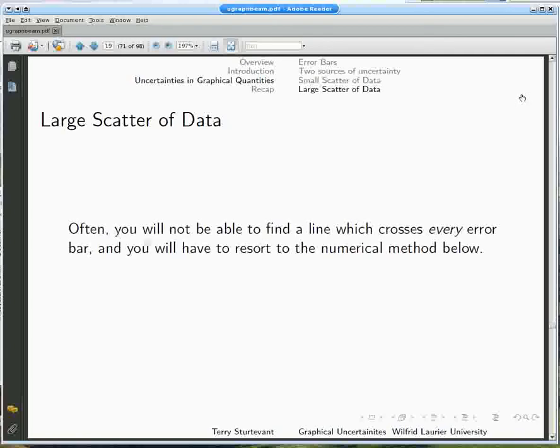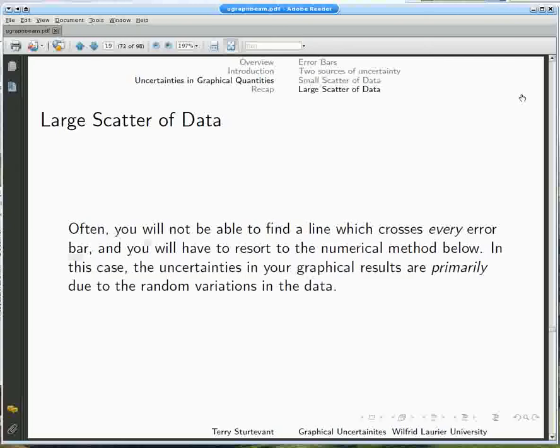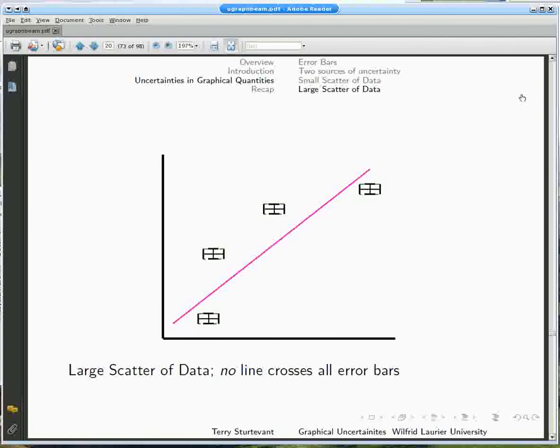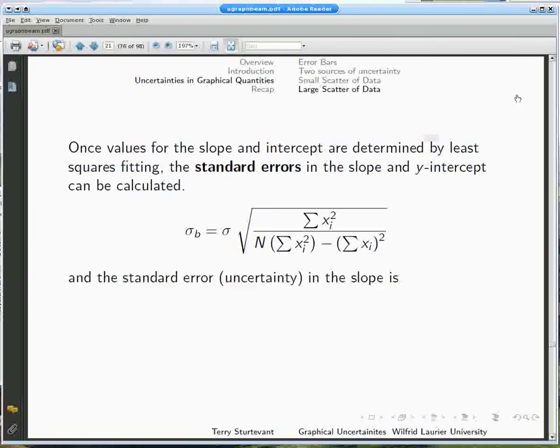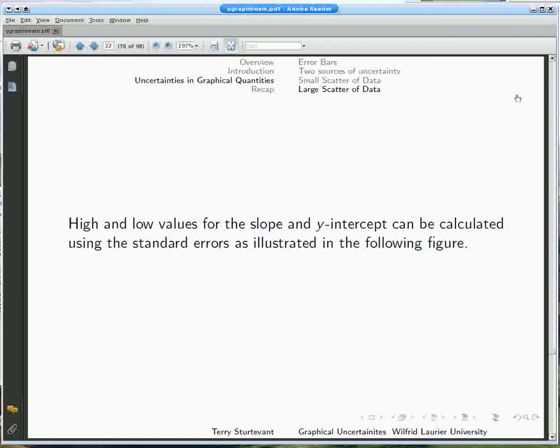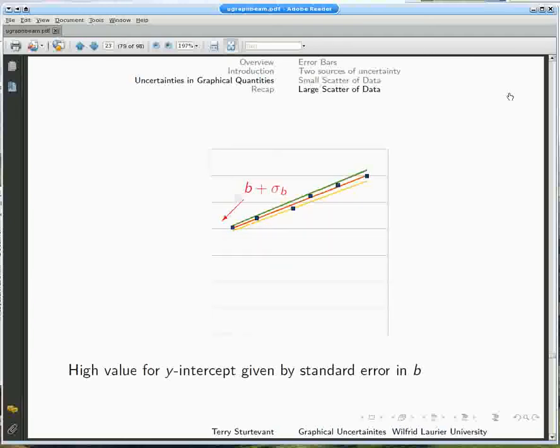When no line crosses all of the error bars, you have a different situation. The scatter of the points suggests ranges for the slope and y-intercept. Just like the standard deviation for a single variable, with two variables you get a standard error of the y-intercept and a standard error of the slope. These standard errors represent the uncertainties in their respective quantities.